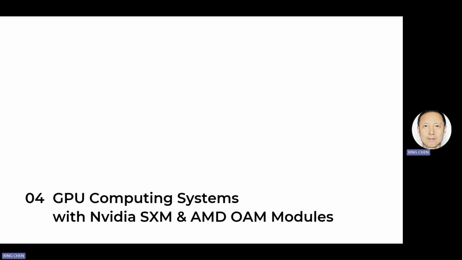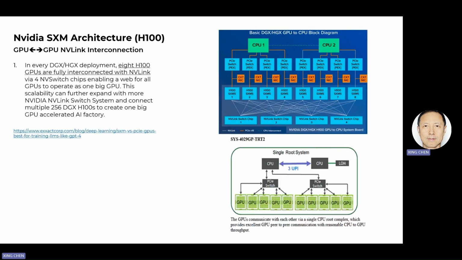Okay, we continue with Section 4. Section 4 is GPU computing systems with Nvidia SXM or AMD OAM modules. Things always move forward. After Nvidia invented this kind of GPU computing with the GPUs in the form factor of PCIe adapters, Nvidia later published their GPU computing system with the so-called SXM module. At the beginning, it was with the A100 GPU, and later on with the Hopper H100 GPU.